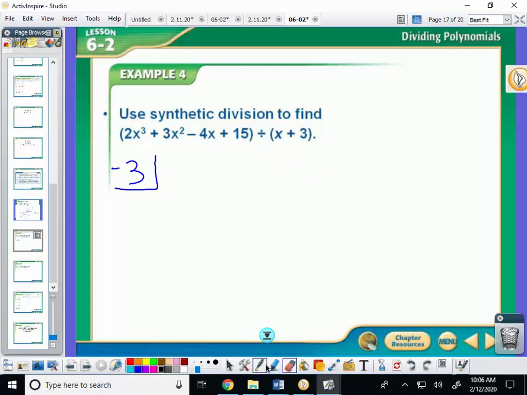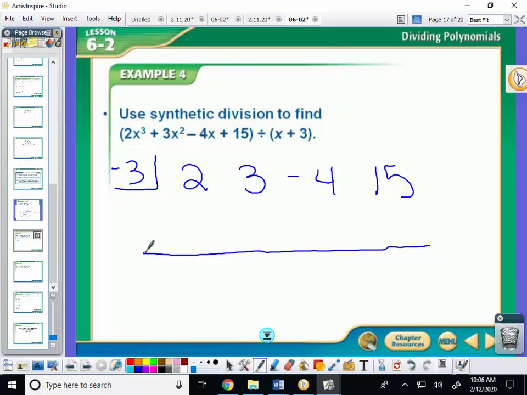Okay. Let's list our coefficients and constants. We do not have any missing terms, so we don't have to worry about that for this first problem, or the second problem. 2, 3, negative 4, 15. So we'll see my coefficients and constants. Please skip one line in your notebook and draw in that horizontal line.